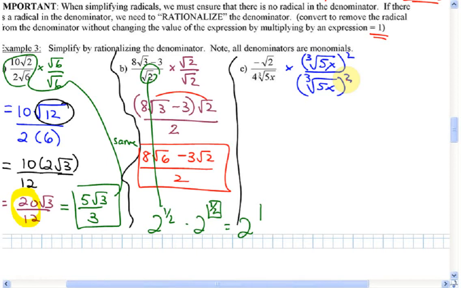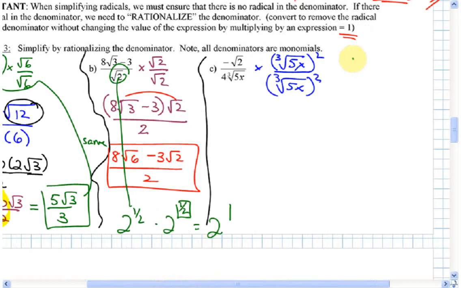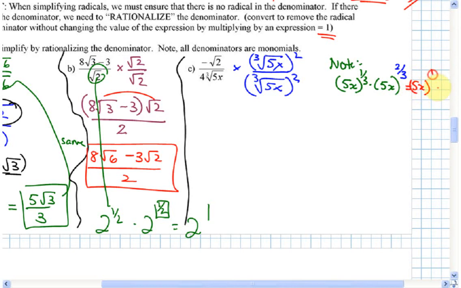Okay? And I'll say here as a note, the reason why this works is 5x to the power of 1/3. What you want to do is multiply by 5x to the power of 2/3 to just give you 5x. And of course, this is to the power of 1, so the root disappears.